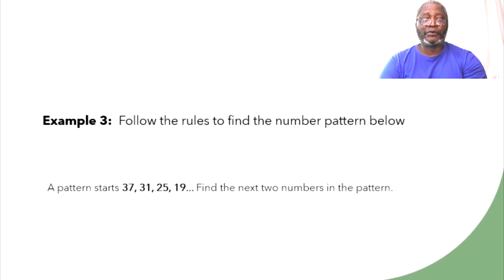Example 3. Follow the rules to find the number pattern below. A pattern starts at 37, 31, 25, and 19. Find the next two numbers in the pattern. You remember, first of all, is this ascending or descending? And then once you've determined that, look at the number from the largest, and what do you do? Yes, you subtract. Let's see what the answer is.